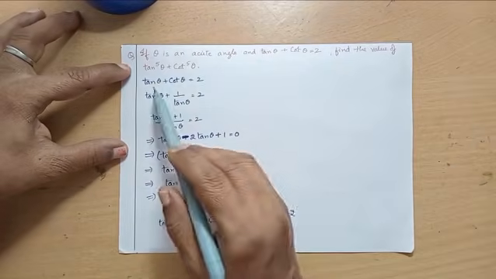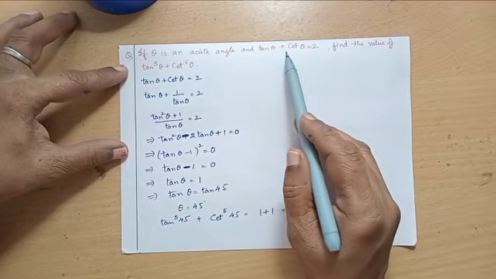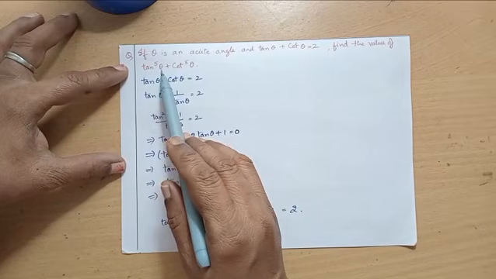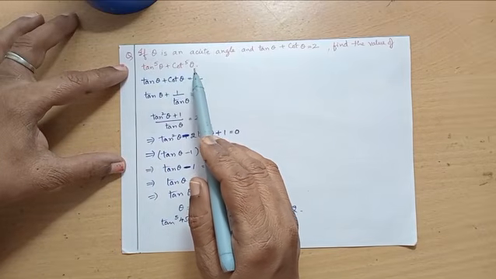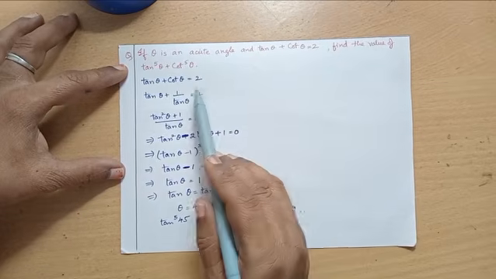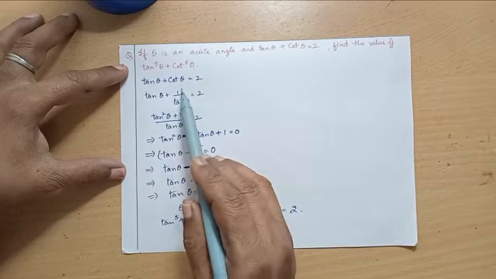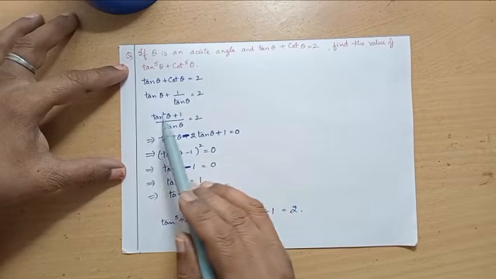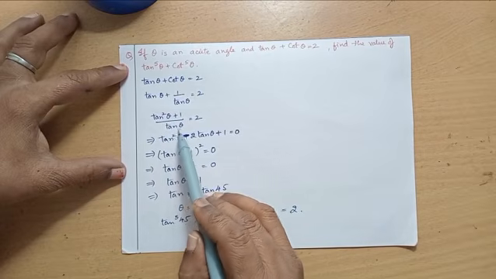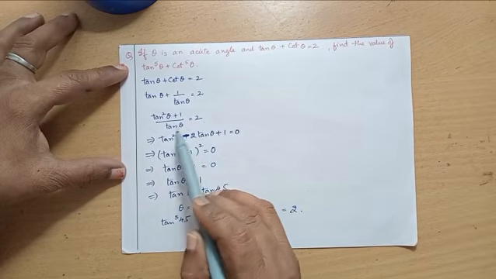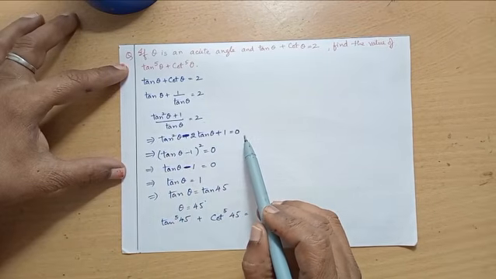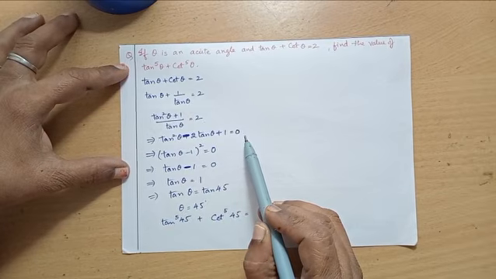If theta is an acute angle and tan theta plus cot theta is equal to 2, find the value of tan to the power of 5 theta plus cot to the power of 5 theta. They have given tan theta plus cot theta is equal to 2. Hence, tan theta plus 1 by tan theta is equal to 2. Tan square theta plus 1, taking the LCM, whole divided by tan theta is equal to 2. We get tan square theta minus 2 tan theta plus 1 is equal to 0, a quadratic equation in tan theta.